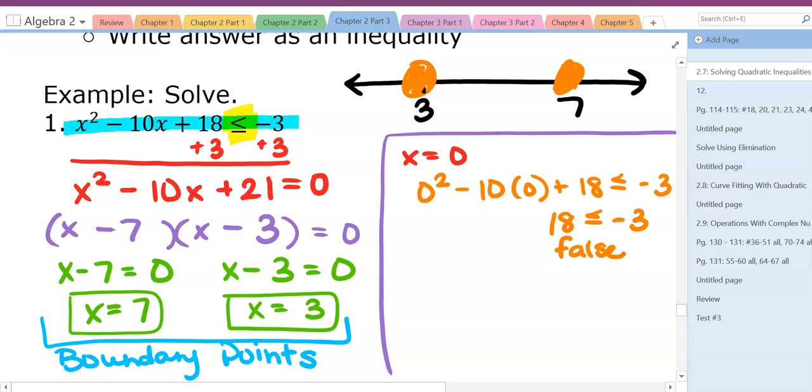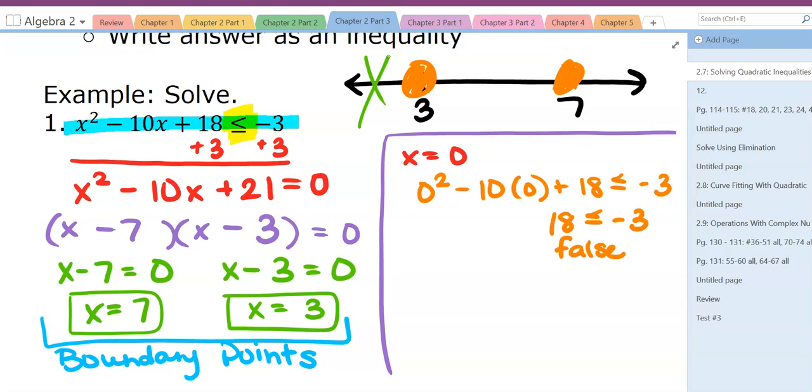So remember yesterday when we were graphing quadratics, I said that if you were picking a point and plugging it in and it didn't work, that meant that you don't shade there. So I do not want to include 0 because it doesn't work. That also means that any other numbers that would be smaller than 3, like 2 and 1 and 0 and -1 and -2, also aren't going to work. So I don't want to shade on this side of the graph. So I'm going to go ahead and X that out.